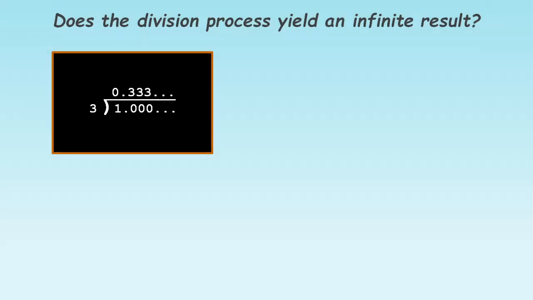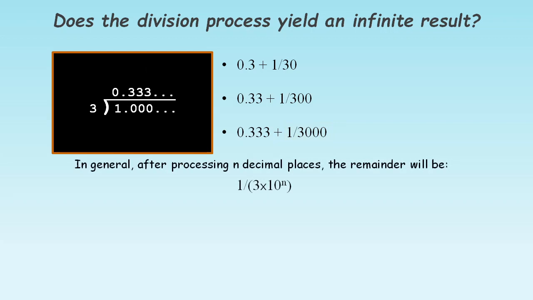But does the division process really produce an infinite result? After getting the first 3, there's a remainder of 1/10 that still needs to be divided by 3, meaning there's a remainder of 1/30. After getting the second 3, there's a remainder of 1/300. After the third 3, there's a remainder of 1/3000, and so on. And in general, after processing n decimal places, there is a remainder of 1 over 3 times 10 to the power n. So there will always be a non-zero remainder. The remainder can't go away.